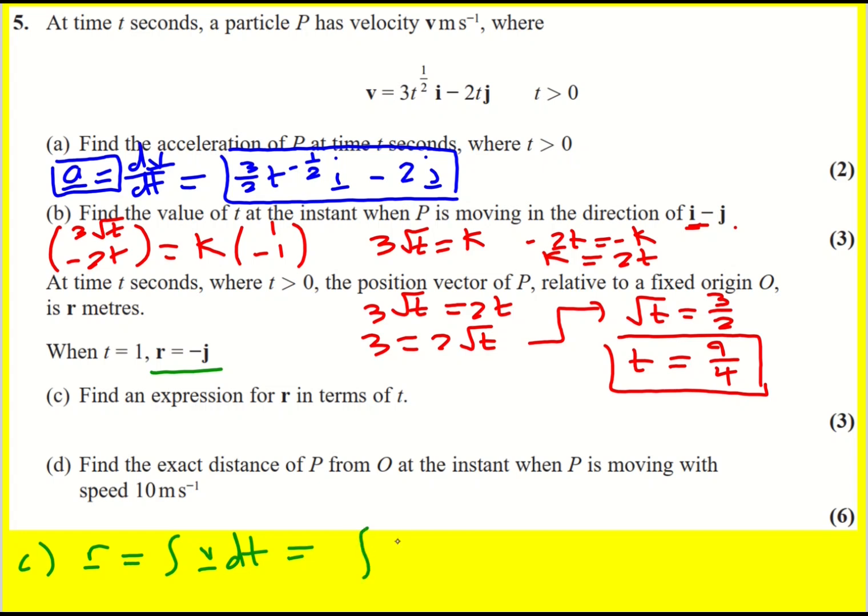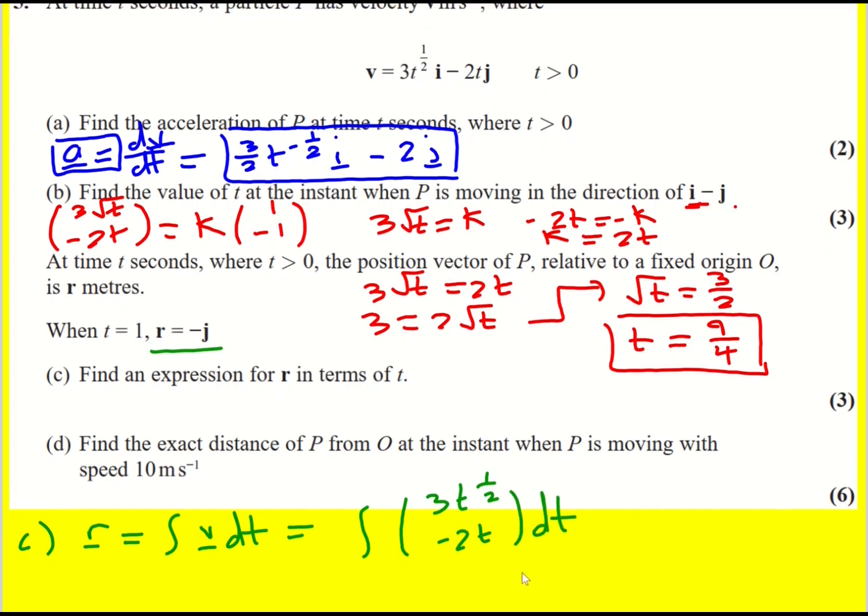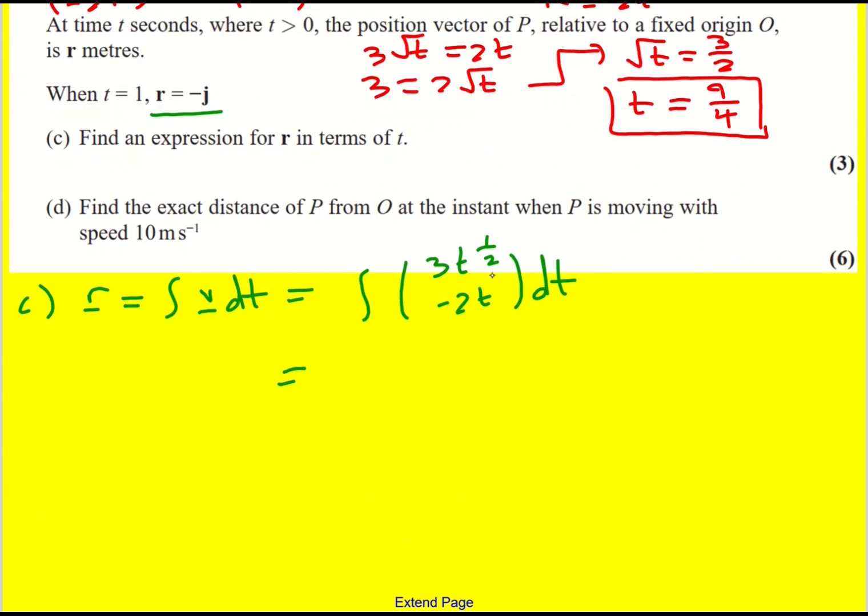I'm going to keep it in column form. So 3t to the half, I'll write it back in index form, not 3 root t, and then minus 2t, with respect to t. And that is going to give me, right, now I increase the power by 1 and divide by the new power. So that's the same as times by 2 over 3. I'm going to get a 2 here. And then minus 2t is going to become minus t squared. And then I'm going to add on c, just going to write it as a vector c here.